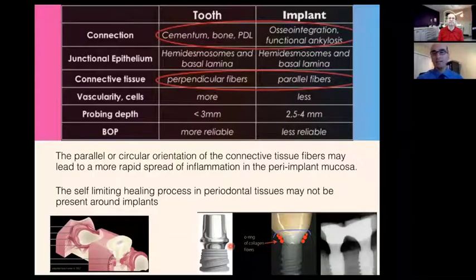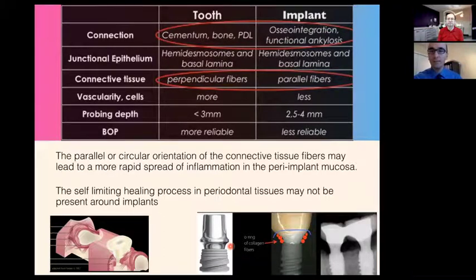It just shows a difference in terms of the vascularity of the tissues around the implants versus teeth. We know the tissues around implants are less vascular and more collagenous. As a result, the healing capacity, or the ability of the tissues to regenerate, is significantly lower. The response to treatment might not be ideal.